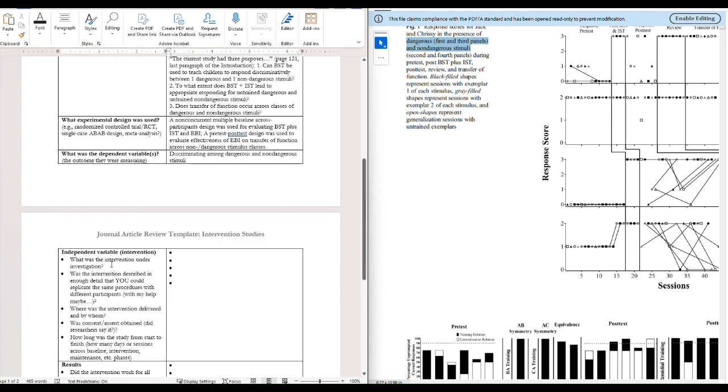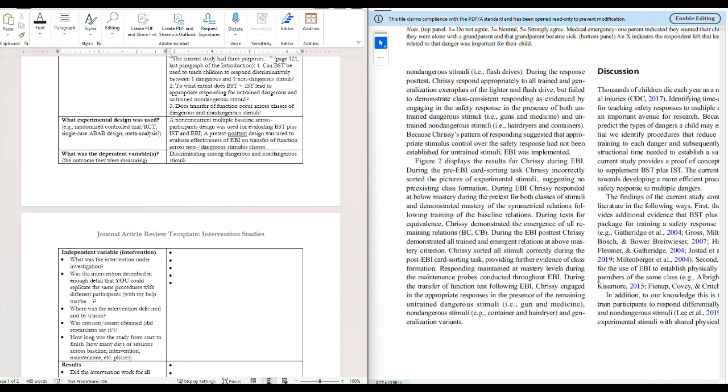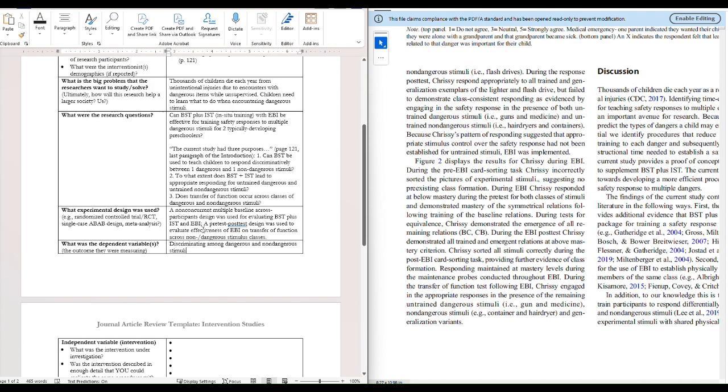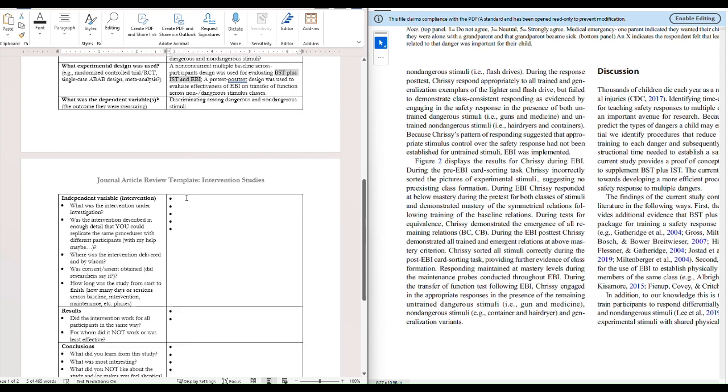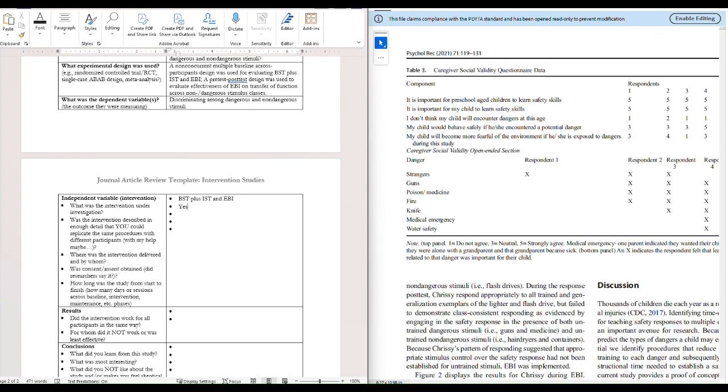What was the intervention under investigation? That was in that question. That's what it's called. You can spell it out if there are ever acronyms, but if there are acronyms, I can find it out. Was the intervention described in enough detail that you could replicate the same procedures? Some articles do give a lot of information, so you can kind of see how it happens. If it's a no, tell me why. Where was the intervention delivered and by whom?